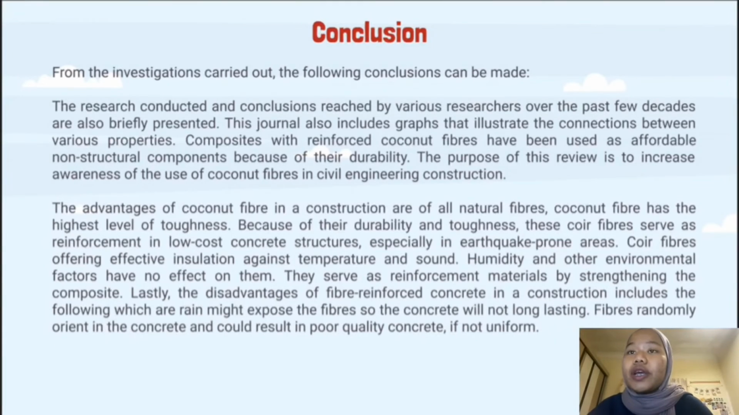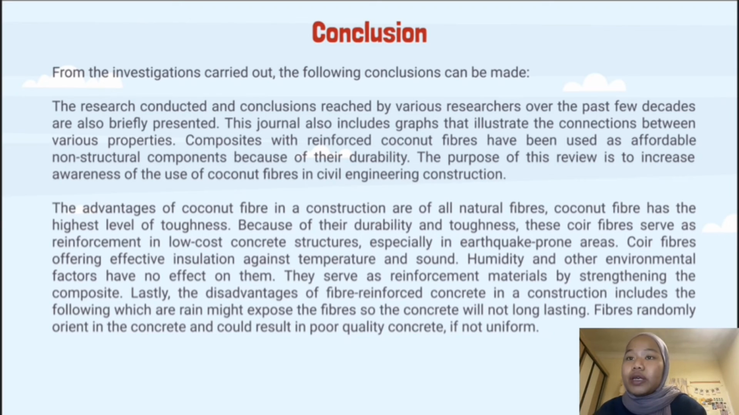From the investigation carried out, the following conclusion can be made. The research conducted and conclusions reached by various researchers over the past few decades are also briefly presented. This journal also includes graphs that illustrate the connection between various properties. Composites reinforced with coconut fibers have been used as affordable non-structural components because of their durability. The purpose of this review is to increase awareness of the use of coconut fibers in civil engineering construction.